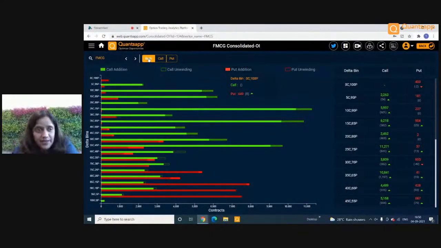You can do that. But surely I would recommend you start using this product for a top-down approach. This will give you a complete sectors, options, open interest picture, and then you can do a top-down approach.